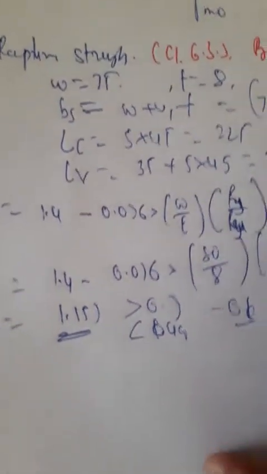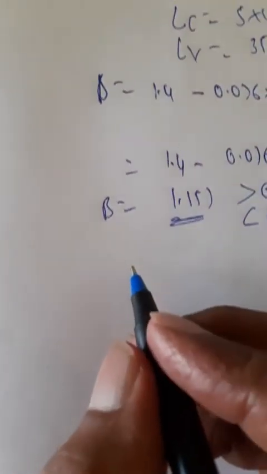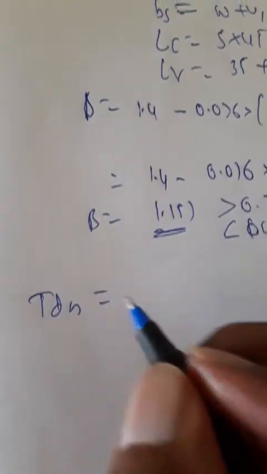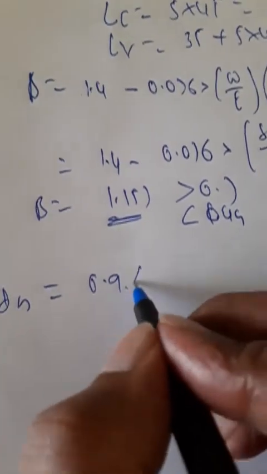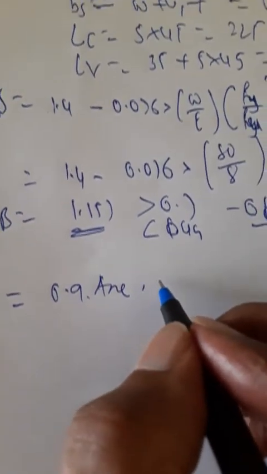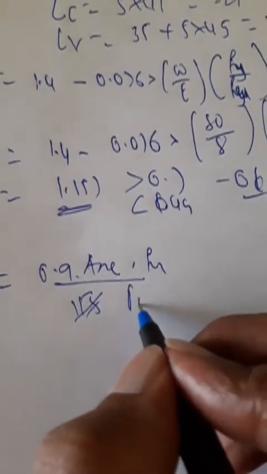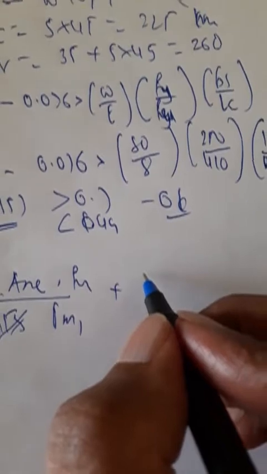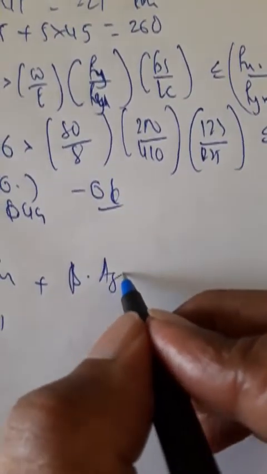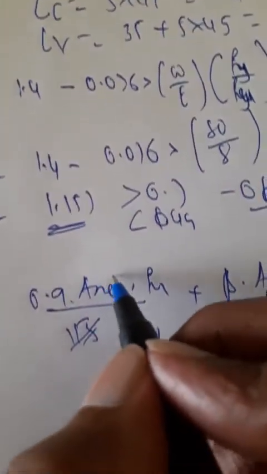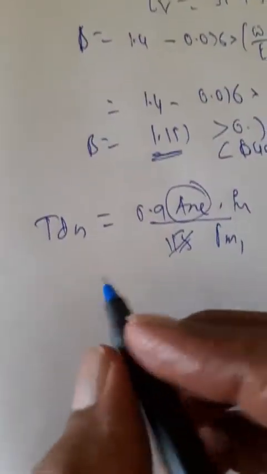Next, if you look at the value of Tdn, Tdn is equal to 0.9 Anc into Fu by gamma m1 plus beta Ago into Fy by gamma m naught. Here you are required to calculate Anc and Ago. Let us calculate those values.